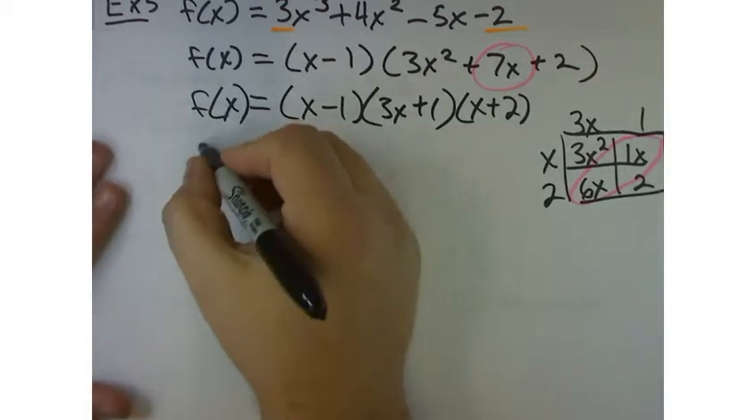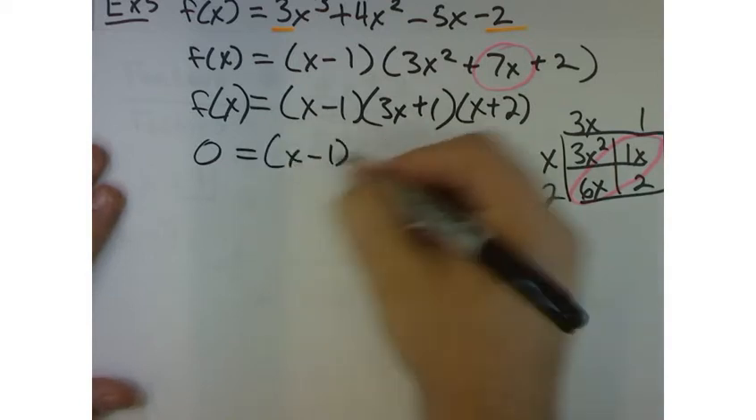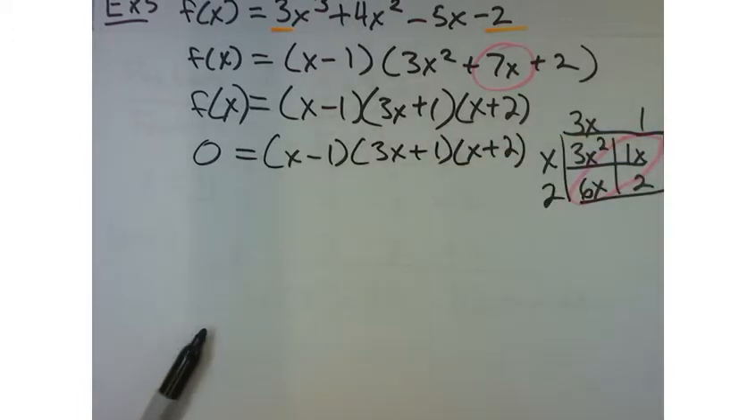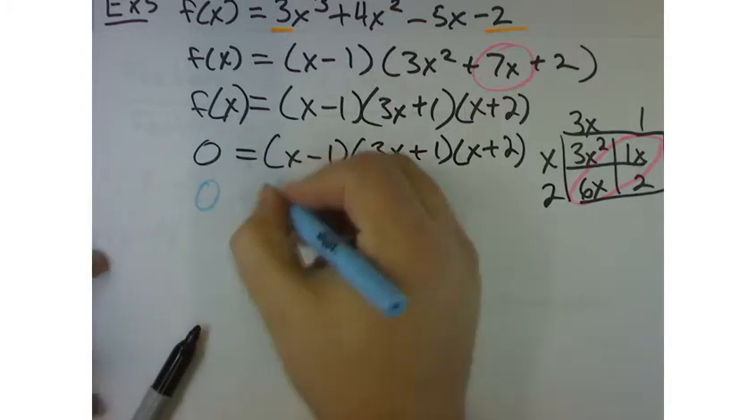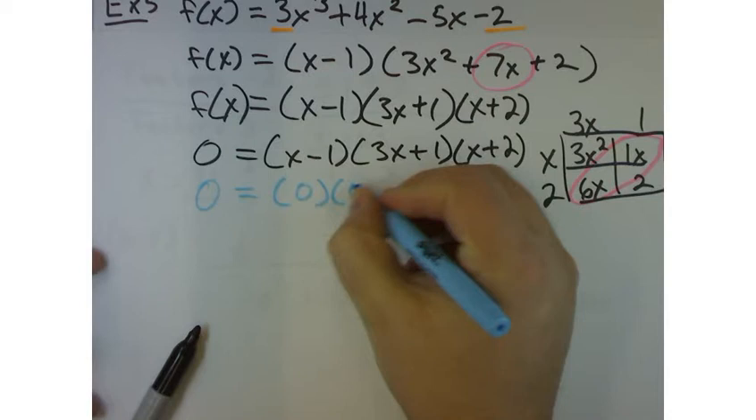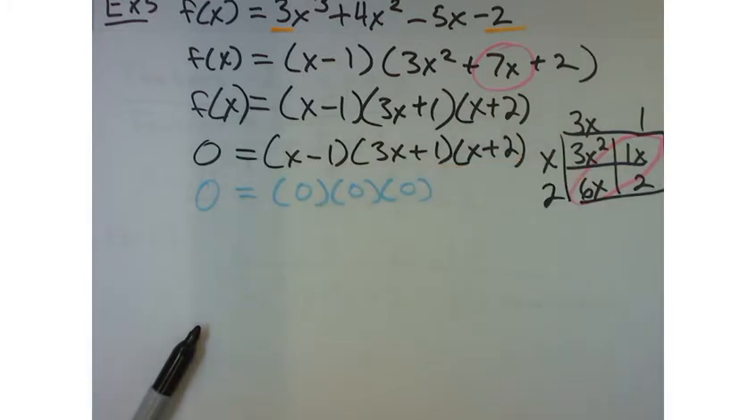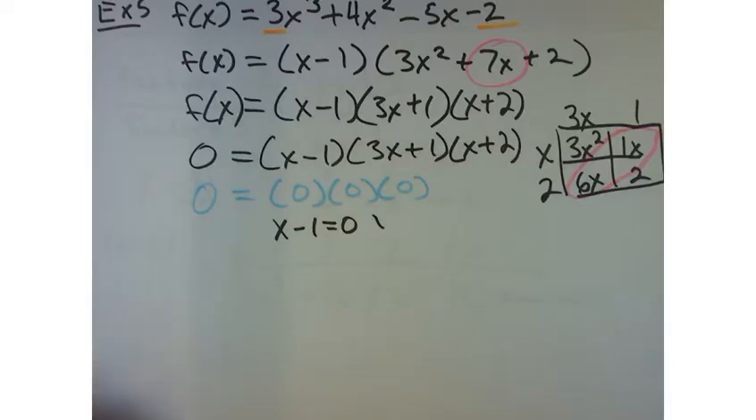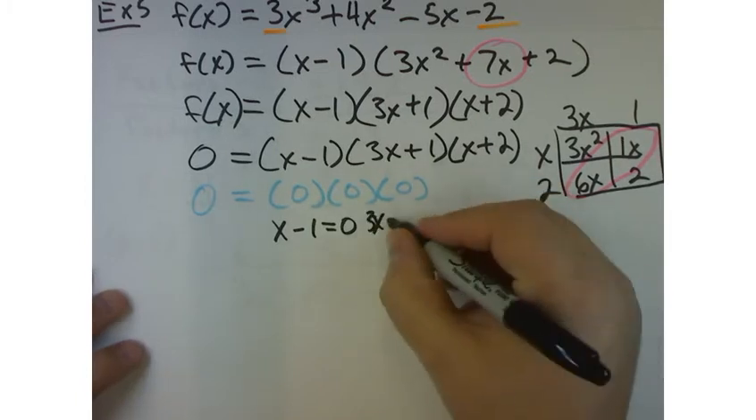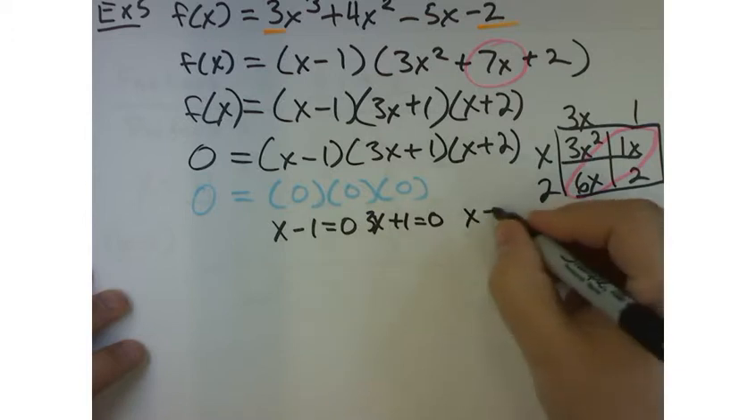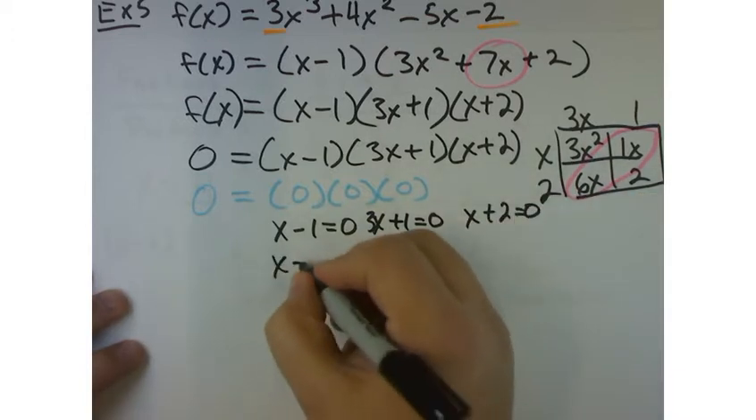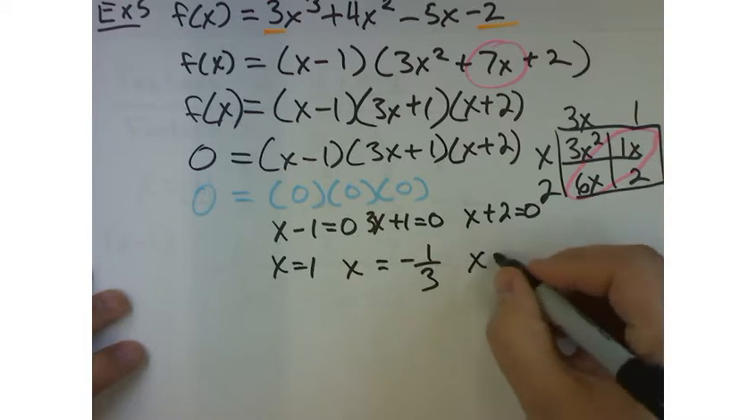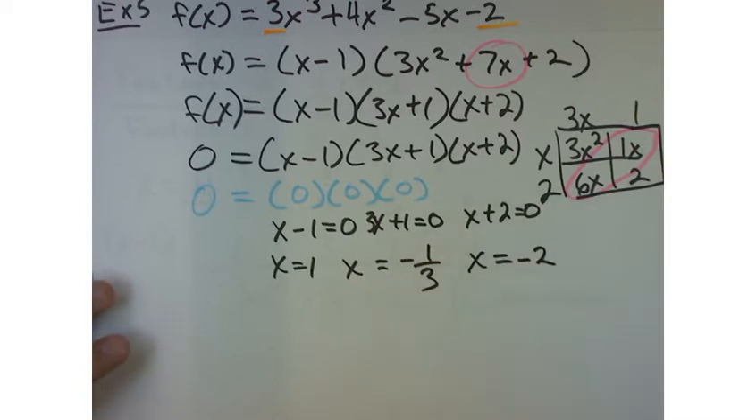So to find the zeros, I set it equal to 0. Now, only one way to guarantee that that's 0, think in terms of this. It has to be 0 times 0 times 0, right? Which means that x minus 1 has to equal 0, 3x plus 1 has to equal 0, and x plus 2 has to equal 0. So I get x equals 1, I get x equals negative 1 over 3, and I get x equals negative 2. How do I verify that?